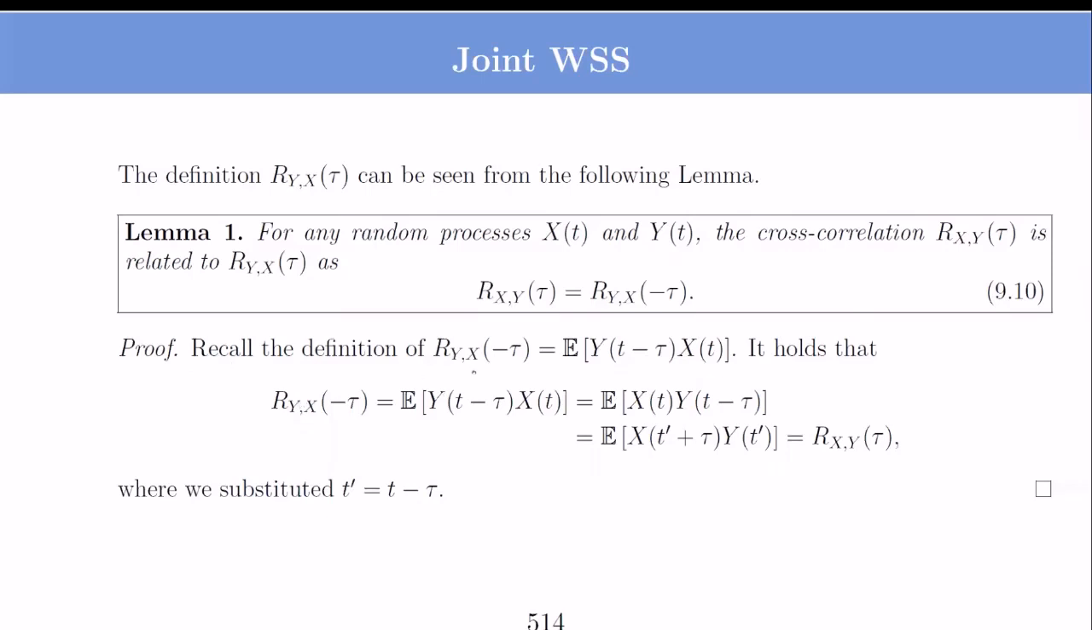So you see that the value of Ryx(minus tau) is given as E of y(t minus tau) times x(t). And I can also write it as E of x(t) times y(t minus tau). And as I said, the value of t doesn't matter. It only matters the difference between the two. So this is equal to Rxy(tau).